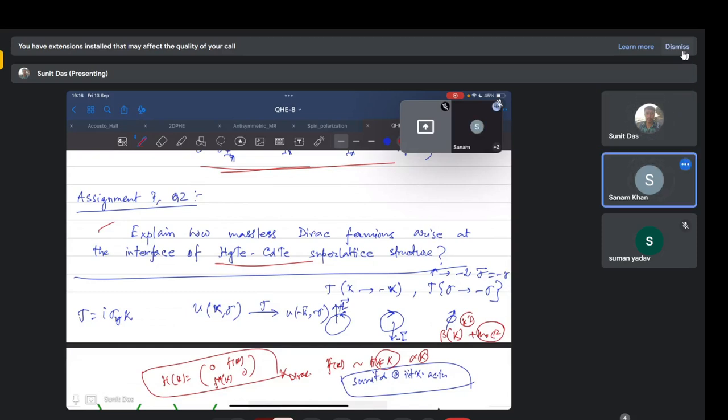Okay, and a few more things regarding the discussion on the Kane-Mele model. When it was discussed during the lectures, this Haldane model was mentioned. Haldane model, I plan to do a little bit today itself. So okay, let's go to other questions and then we can come back to this.